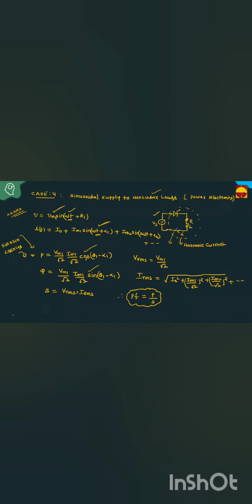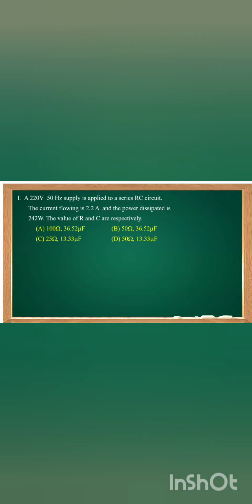This is about the power calculations in an AC circuit. With this knowledge, we'll see some questions. Can anybody answer this question?